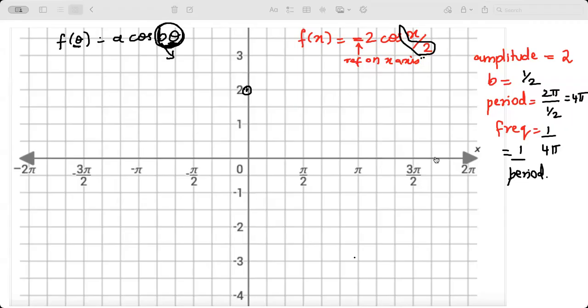Let me see whether I can search for a graph that is 4 pi, so that way you will understand better. Or I can go to GeoGebra or the Desmos graphing calculator. If you have doubts when you're working in school, let me show you guys. Give me a minute. What was the question I gave you? 2 cos x by 2, right? Yeah, that's a good one.